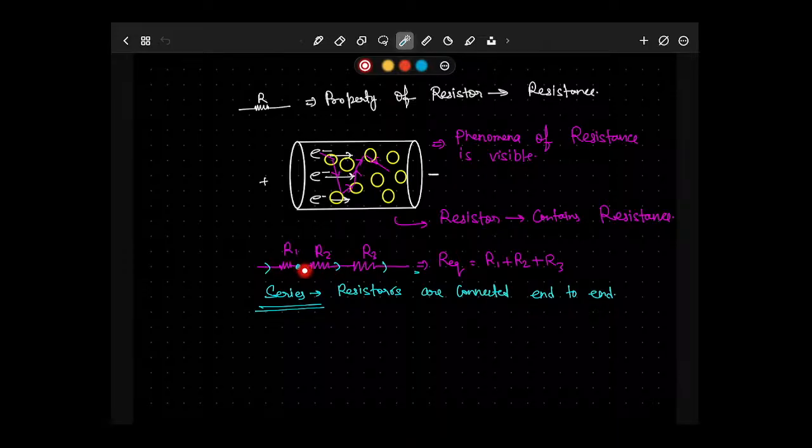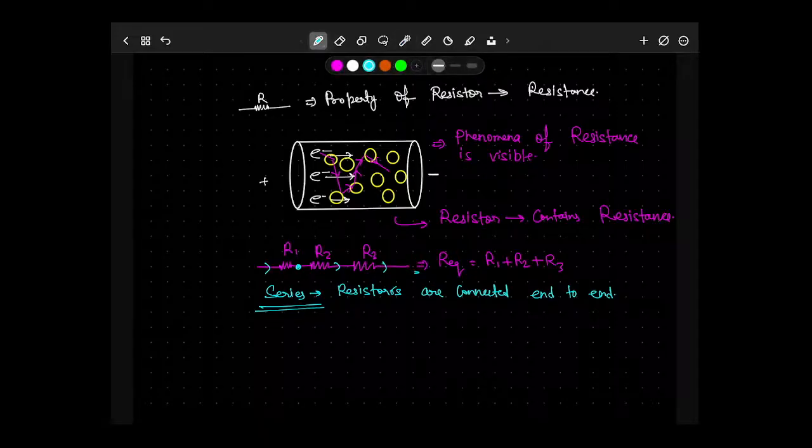You can see here that if the current goes in R1, the same current will go in R2 also, and the same current will go in R3 also, because the current has no alternative. Current cannot split from here. If the current has no alternative, it simply means that they are connected in series. If a current is going into R1, it has to go in R2. It cannot go above R2 or below R2. If the current is going in R3, it cannot go above R3 or below R3. It has to go through R3.